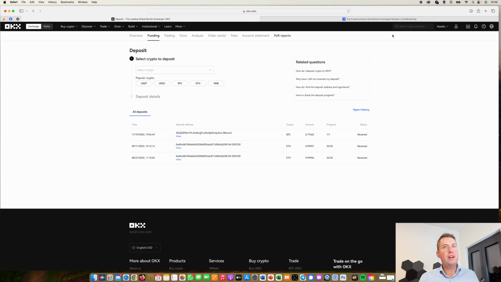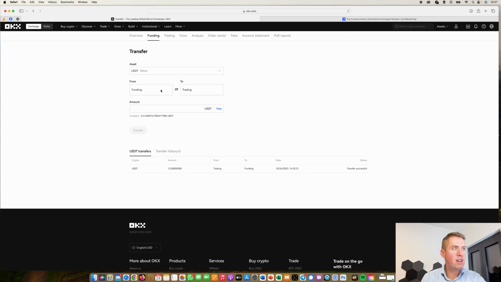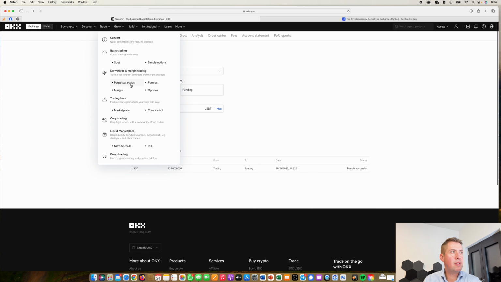Once you have some money on the exchange, there are different wallets: the funding wallet and the trading wallet. You can easily transfer money from one wallet to the other. Let's say you have some USDT, and if you want to trade futures, you need to have it in your trading account. Transfer it to your trading account, type in how much, and click transfer. It transfers immediately, and you don't pay any fee. You can obviously transfer it back anytime, also instantly and without fees.